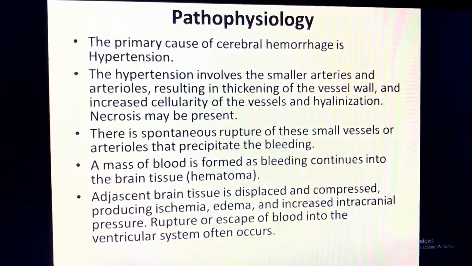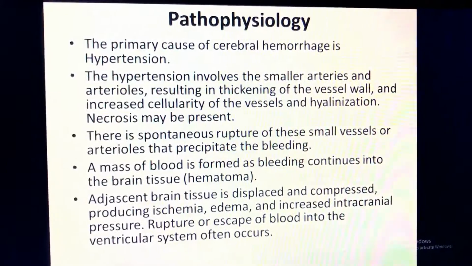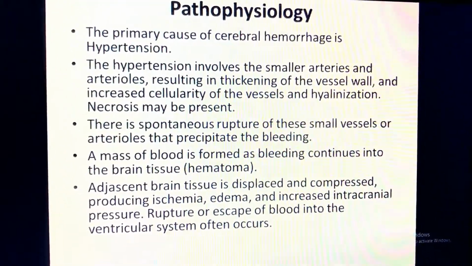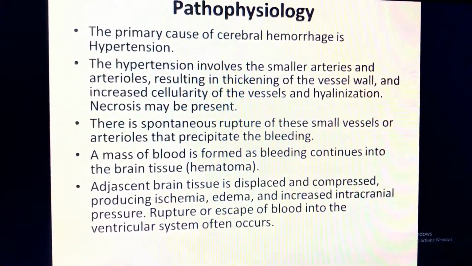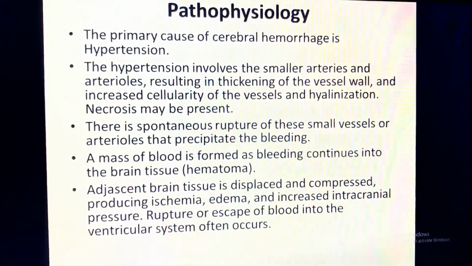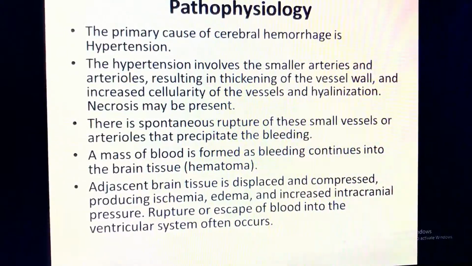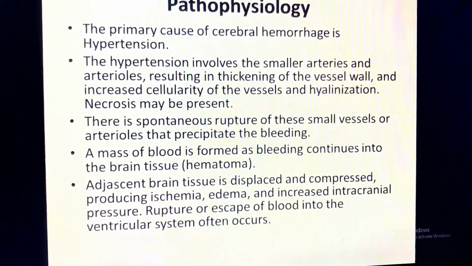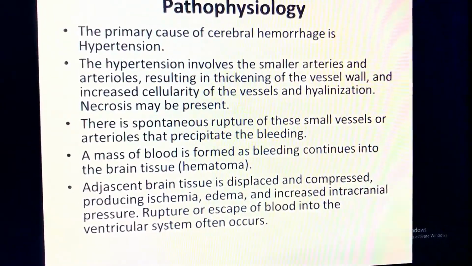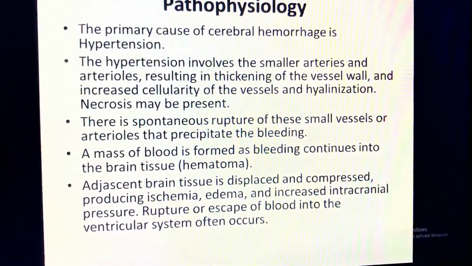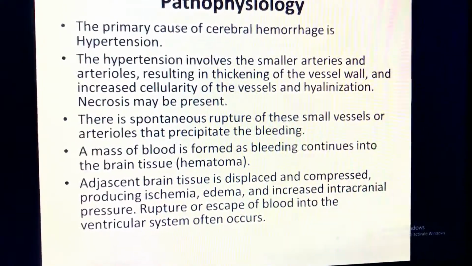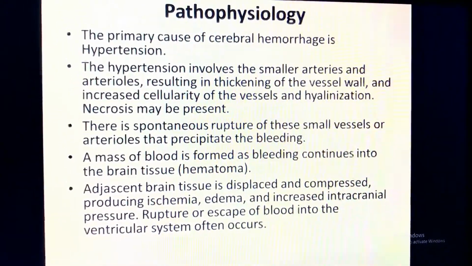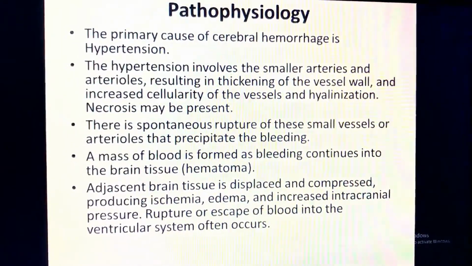Pathophysiology of hemorrhagic stroke. The primary cause of cerebral hemorrhage is hypertension. The hypertension involves the smaller arteries and arterioles, resulting in thickening of the vessel wall, increased cellularity of the vessels, and hyalinization. Necrosis may be present. There is a spontaneous rupture of the smaller vessels or arterioles that precipitates the bleeding.